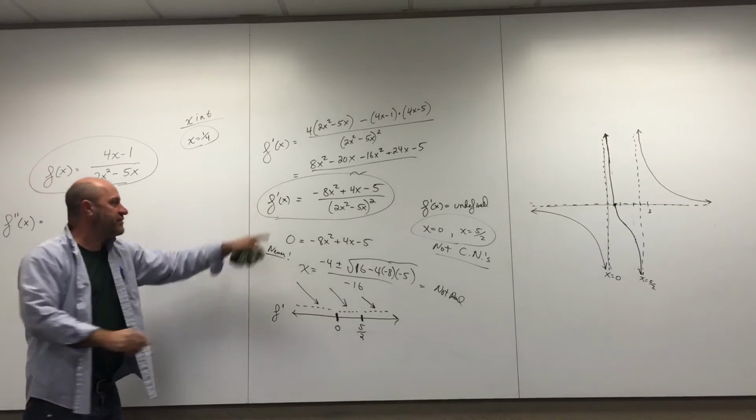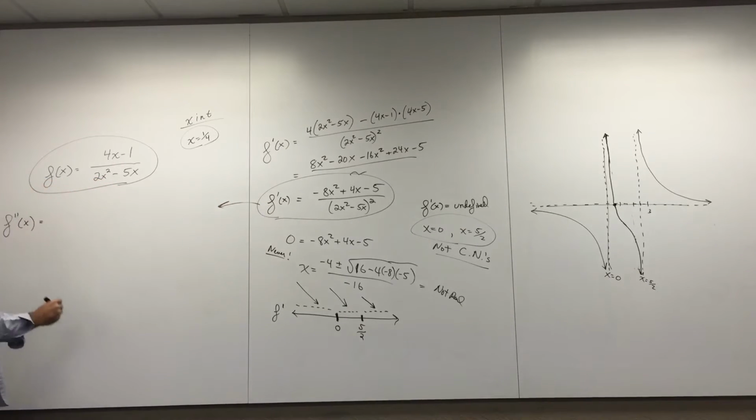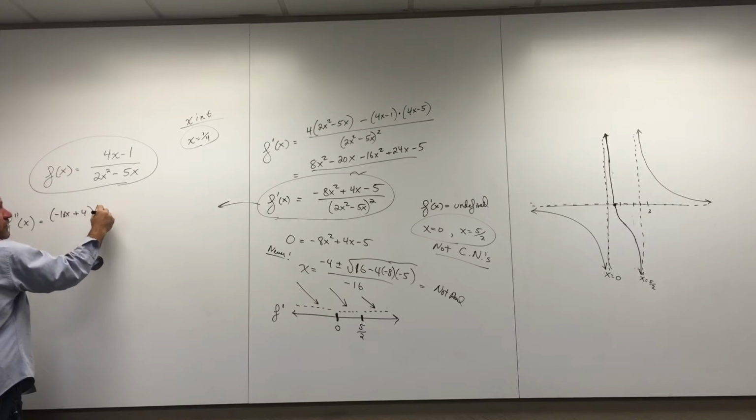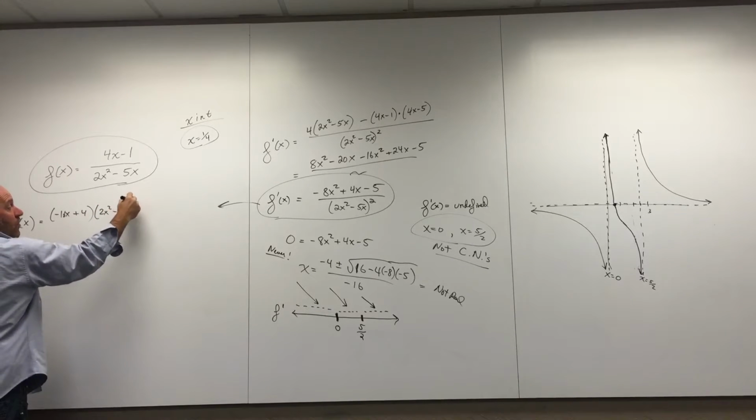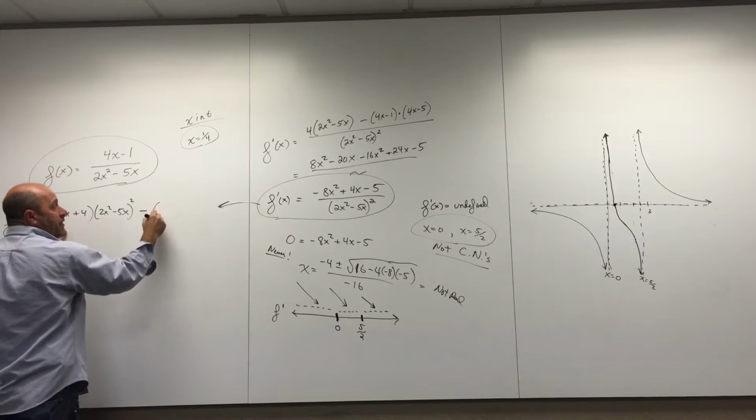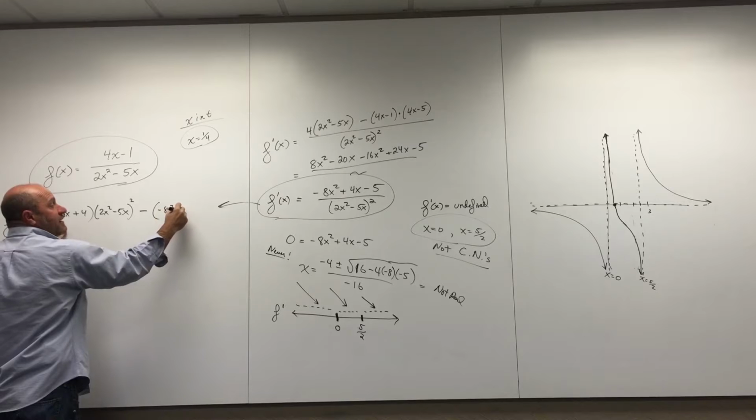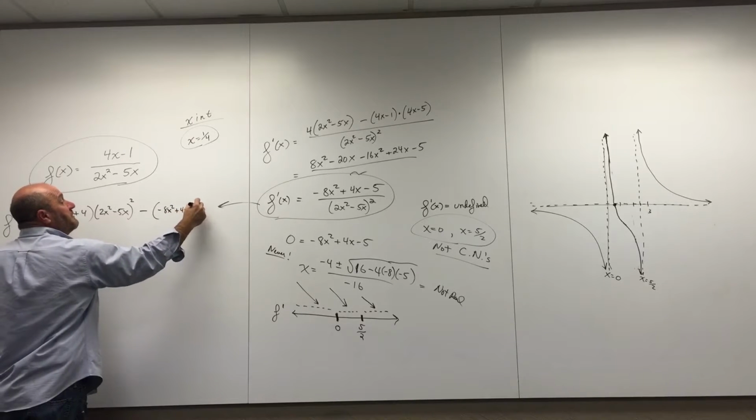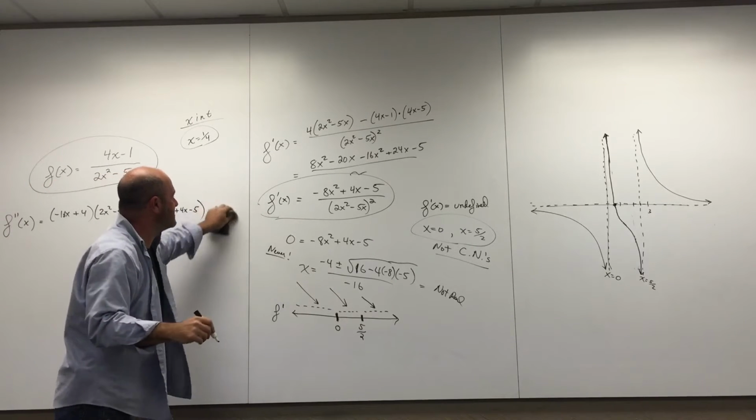All right, well, here's the first derivative. All right, you ready? Derivative of the first: negative 16x plus 4. That's easy. Derivative of the top, times the bottom. Okay, well, 2x squared minus 5x, the whole thing squared. That's the bottom. Minus, right down the top. Oh, great. Oh, my goodness. Oh, it's painful.